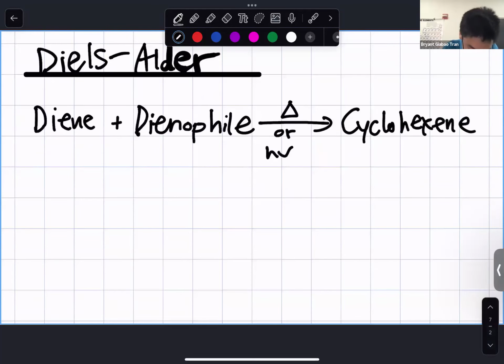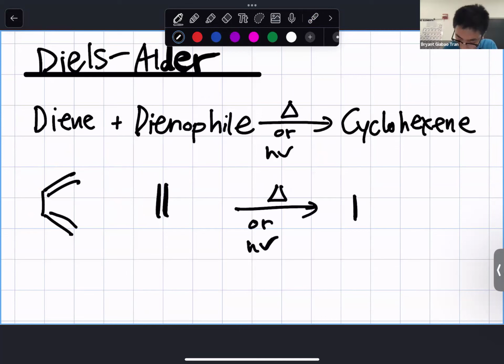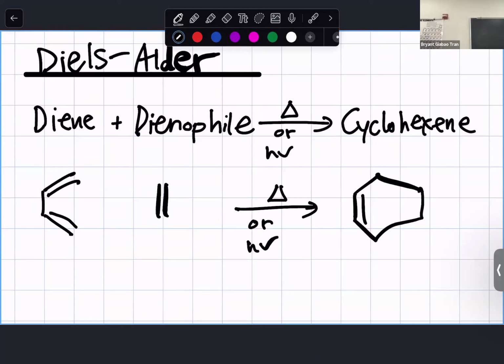So a diene is two alkenes like that. A dienophile is an alkene that loves dienes. So this is a dienophile. This is diene. Put that under heat, right? We get this cyclohexene here, where we have a 6-membered ring and an alkene in the ring, making that a cyclohexene, not cyclohexane, because we have a double bond there, right?